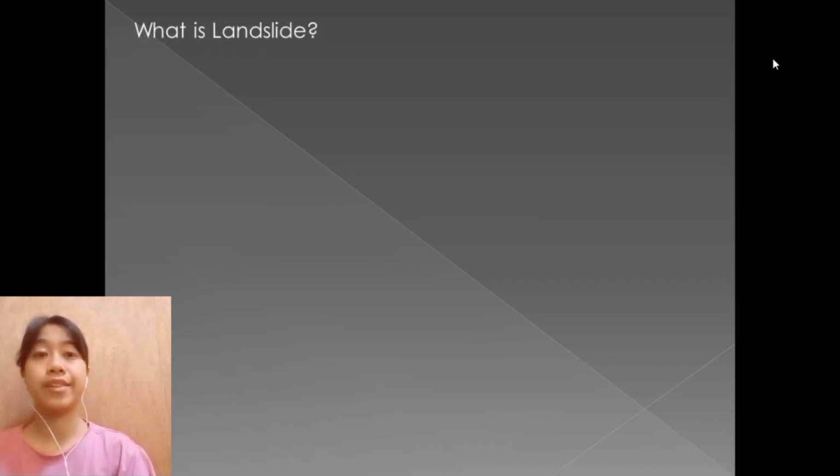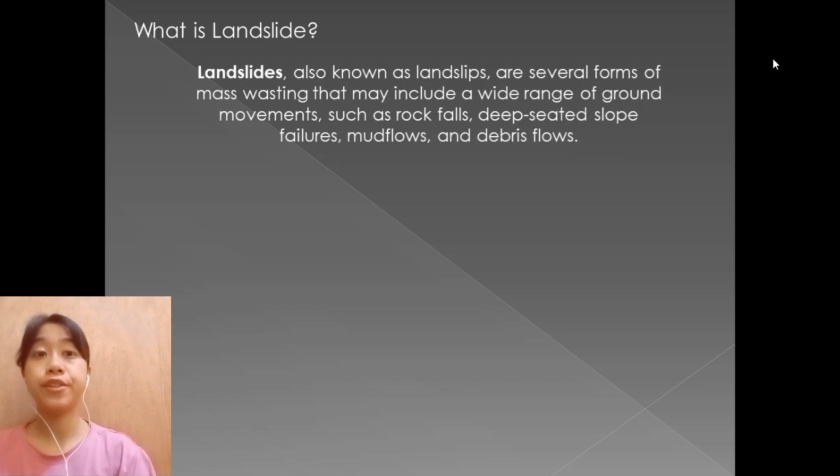What is landslide? Landslides, also known as landslips, are several forms of mass wasting that may include a wide range of ground movements, such as rock falls, deep-seated slope failures, mud flows, and debris flows.